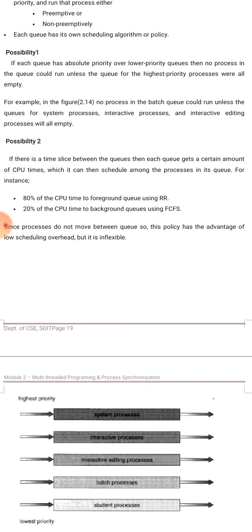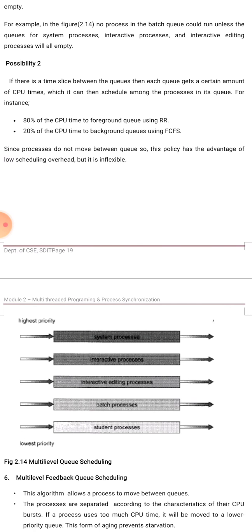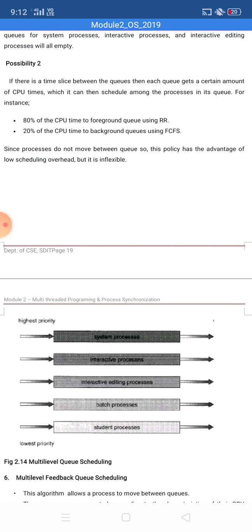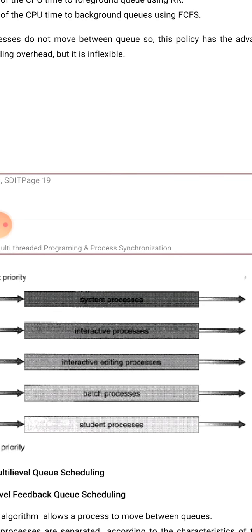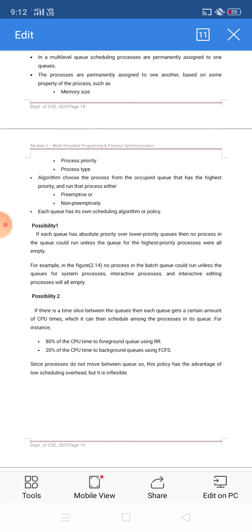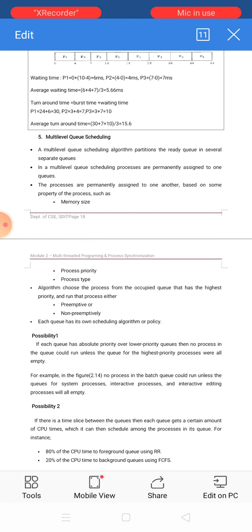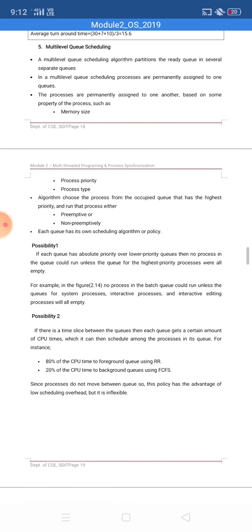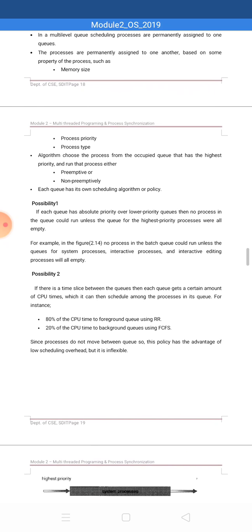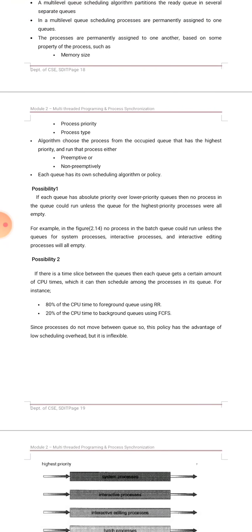Once you put a process into a particular queue, suppose you have put a process into the queue consisting of student processes, then that particular process is fixed to this queue only. You cannot take it and put it in some other queue. The processes are permanently assigned to one queue based on some property. So how are we going to assign the processes to these queues? Based on properties like memory size, process type, and priority.